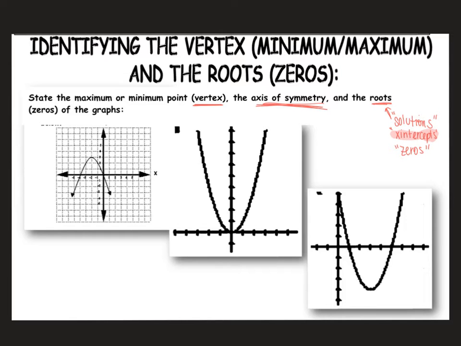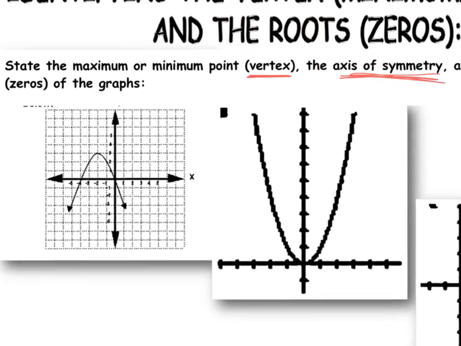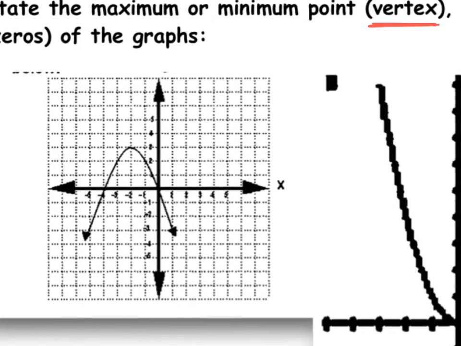So let's zoom in on this first graph over here. First thing I want to do is to find the vertex. So I can see it's at the highest point, which is right here. My vertex, I'm going to count that point. So it's going to be -2, 1, 2, 3. So -2, 3 is going to be my vertex.